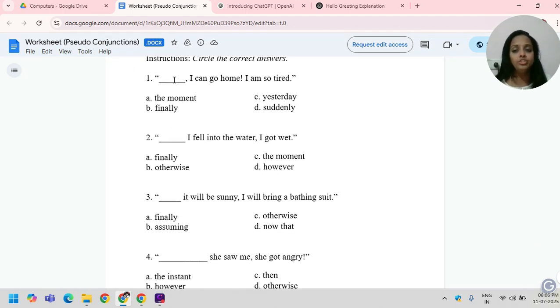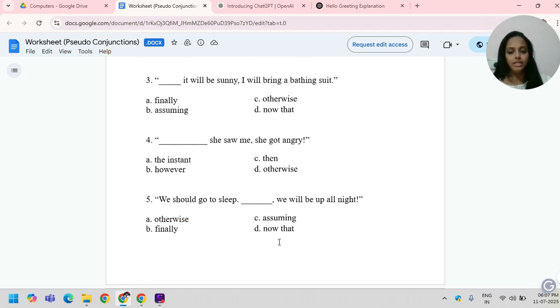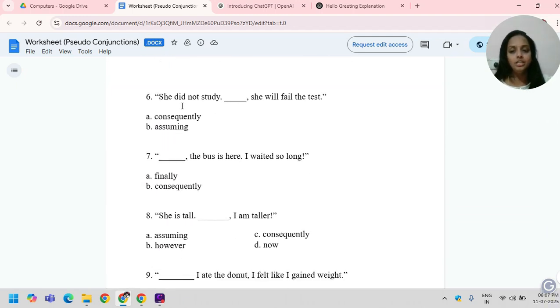For the first one, dash, I can go home. I'm so tired. So the answer is finally. Dash, I fell into the water. I got wet. The moment. Okay. Dash, it will be sunny. I will bring a bathing suit. Assuming it will be sunny. So answer B. Dash, she saw me. She got angry. The instant she saw me, she got angry. We should go to sleep. Otherwise, we will be up all night. She did not study. Consequently, she failed the test.